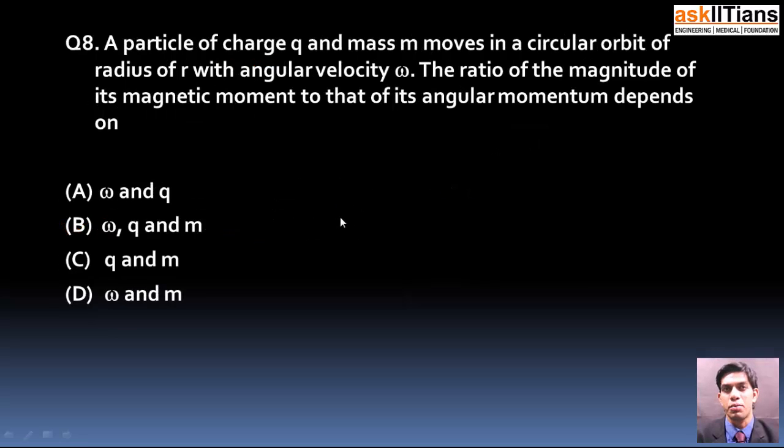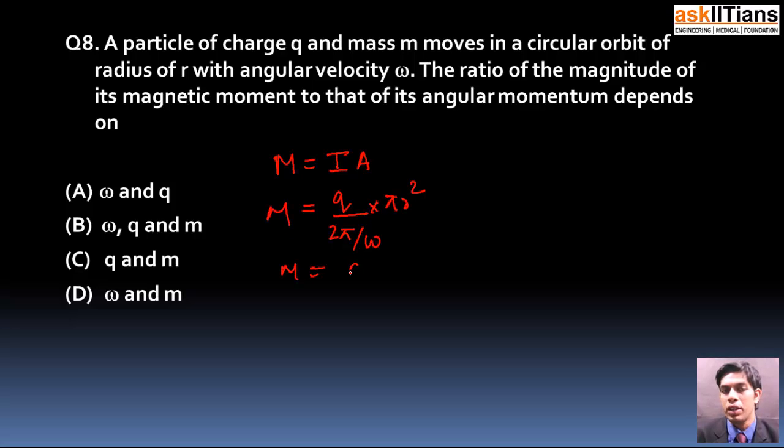So let's try out the next problem. The next problem states, a particle of charge q and mass m moves in a circular orbit of radius r with angular velocity omega. The ratio of the magnitude of its magnetic moment to its angular momentum depends upon... We know that the magnetic moment M is given by the current which is flowing in the loop I multiplied by the area. Current in this particular circular loop is equal to q, the charge flowing, divided by the time it takes to cover one revolution, that is 2 pi by omega, multiplied by pi r square. So my magnetic moment comes out to be q omega r square divided by 2.